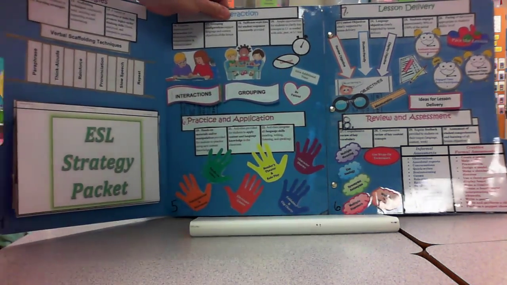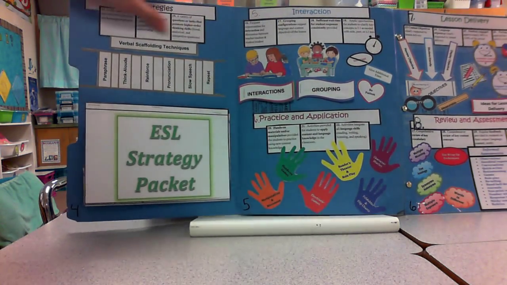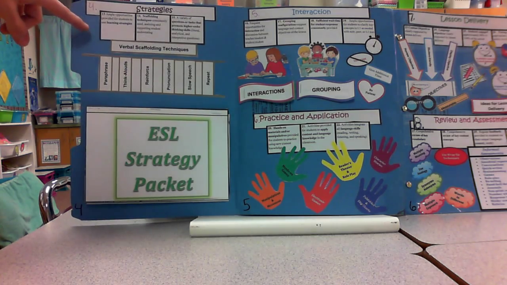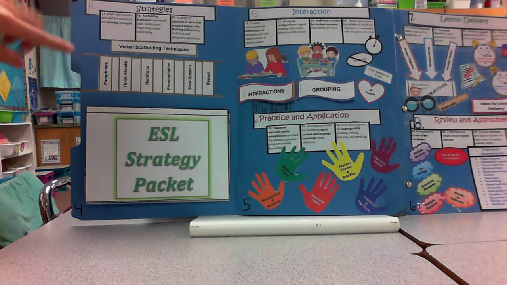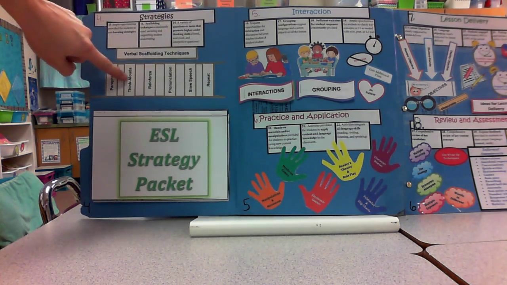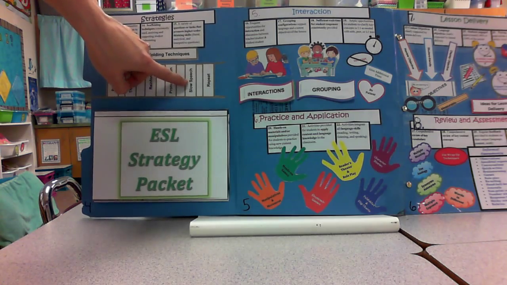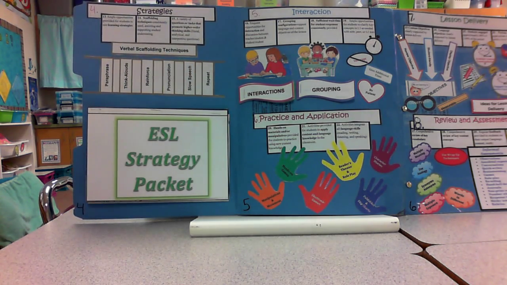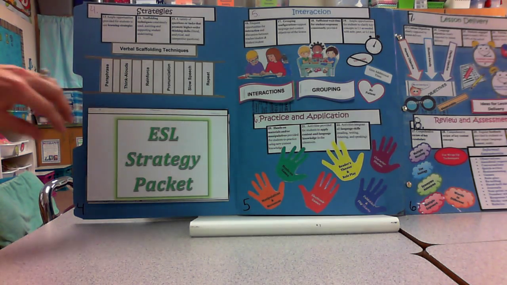Okay, the next one I would like to talk about is the strategies that you can use. This ladder here says paraphrase, think aloud, reinforce, pronunciation, slow speech, and repeat. So the ladder represents verbal scaffolding techniques that are very useful when teaching any concept to ELLs.